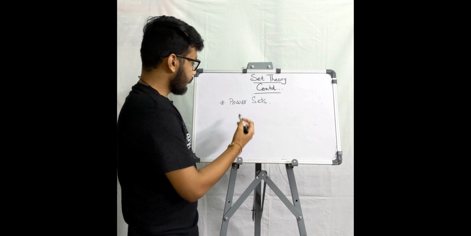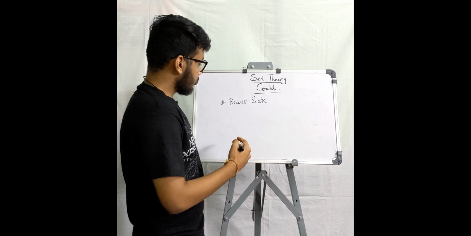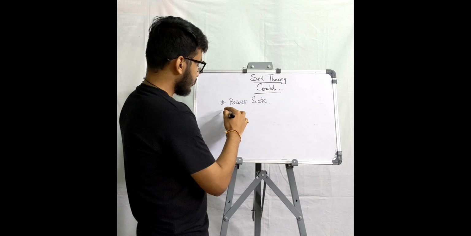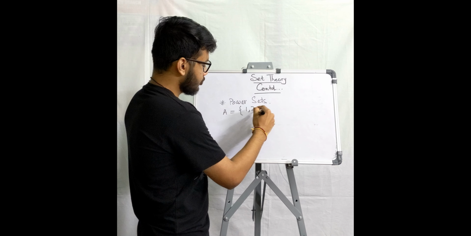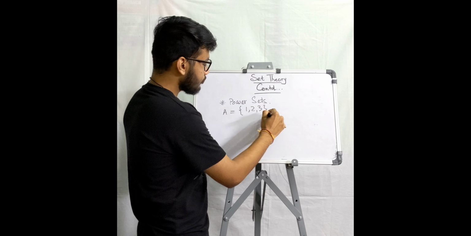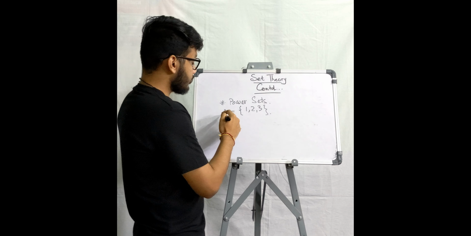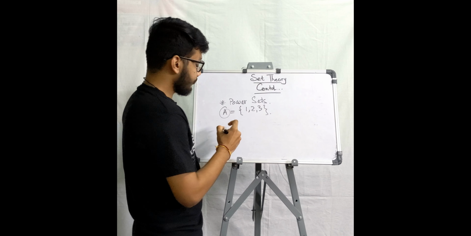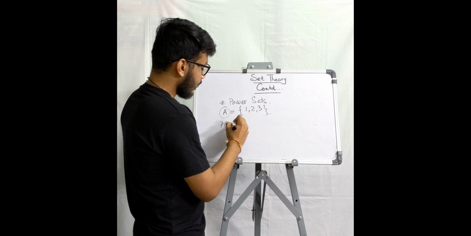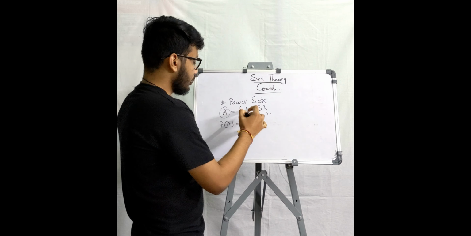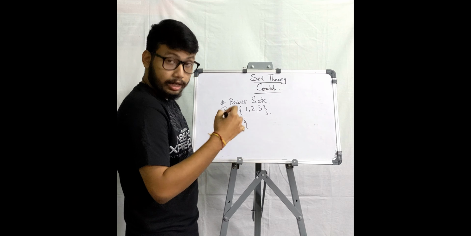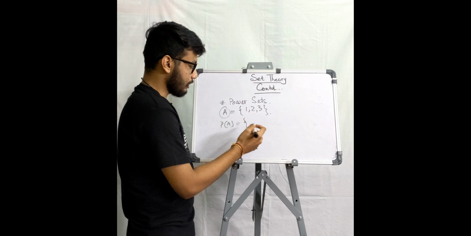So our last topic for this video is power set. So what is a power set? Suppose I give you a set, 1, 2 and 3, and I ask you to find the power set of this particular set A. So you'll write P(A), and you have to include all the combinations of elements in this particular set along with the empty set, that is phi.